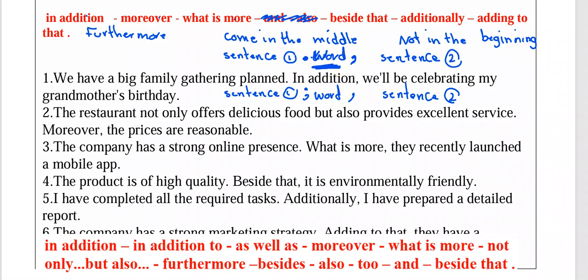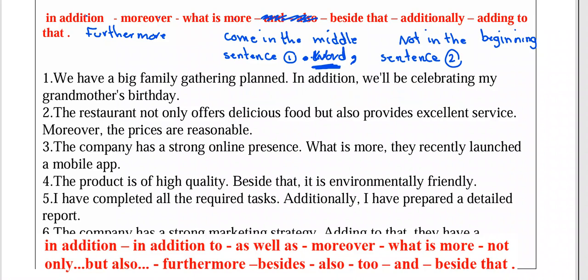Let's read those examples. As you see here, we have a big family gathering planned. Full stop. So I finished the first sentence. Here is the linking word. Capitalize the first letter I. "In addition," followed by a comma. So: full stop, "In addition," comma. Then write the next sentence as usual. We'll be celebrating my grandmother's birthday.